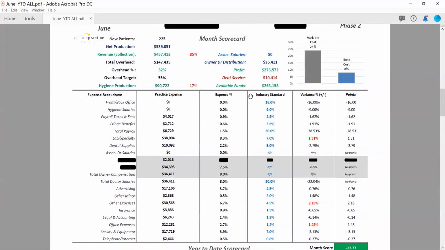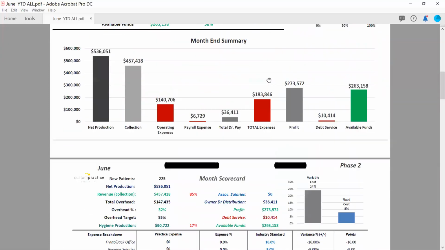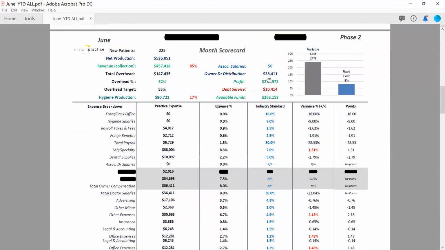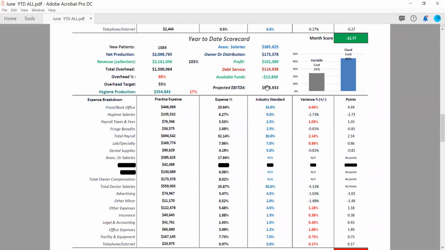As you notice, if we look up here, hygiene is only producing 2.6 times pay. So that's an indicator of something going on. So again, that's one way to use a symptom, cause, solution approach here. This is the stuff that I look at when I'm analyzing you guys every single month. So that's one thing that I look for.